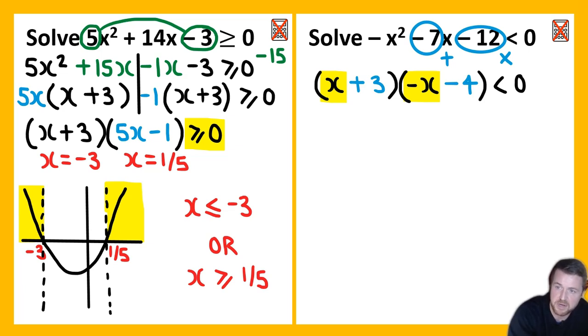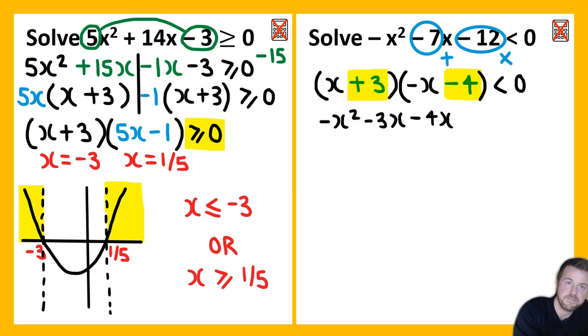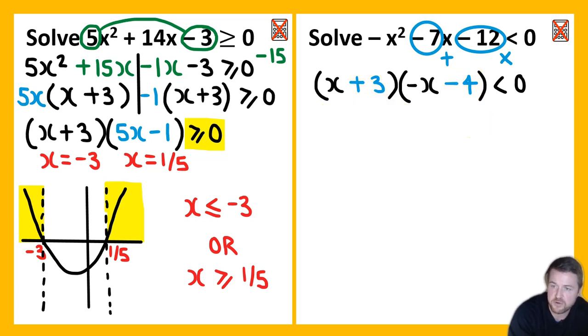x multiplied by -x will give me -x squared. 3 multiplied by -x will be -3x. x multiplied by -4 will be -4x. And -4 multiplied by +3 will give me -12. We can see that these simplify to give me the -7x in the middle, along with the -x squared and the -12 that I was looking for. My critical values will be when x is equal to -3. For this one, -x would be equal to +4, which means that x is equal to -4.